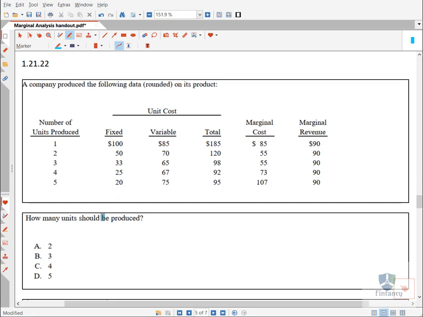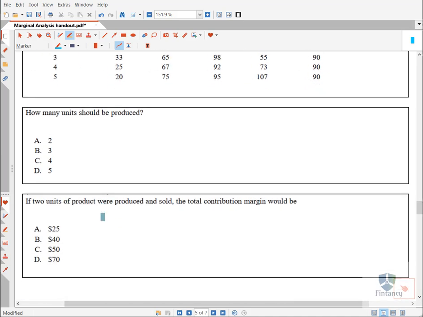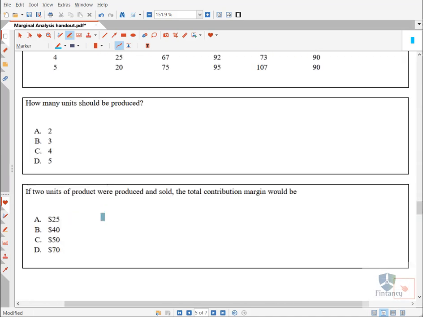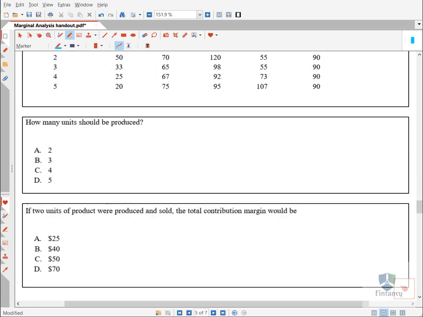Then we have question 1.21 and 22. So there are again two questions here. Okay, two requirements. Yes, Umer, please read. How many units should be produced? Okay, and the second one also, please. If 2 units of product were produced and sold, the total contribution margin would be. Okay, thank you so much.